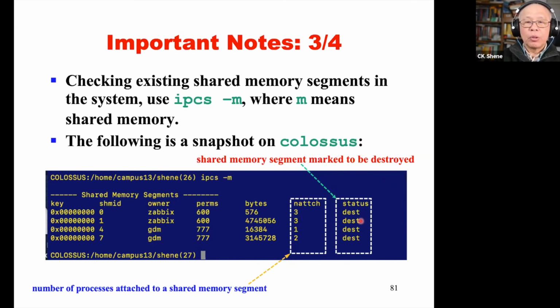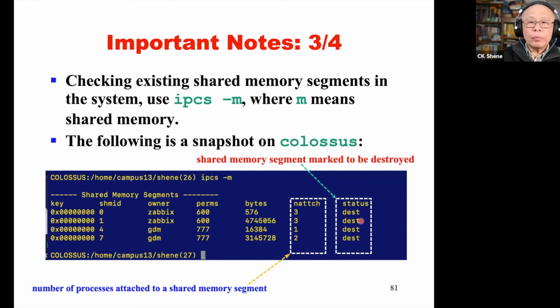So you know, from different servers, when you type ipcs -m, you have different results. Furthermore, running on your local system, your Linux laptop or desktop or Macintosh, when you type ipcs -m, you may, of course, yield different results.